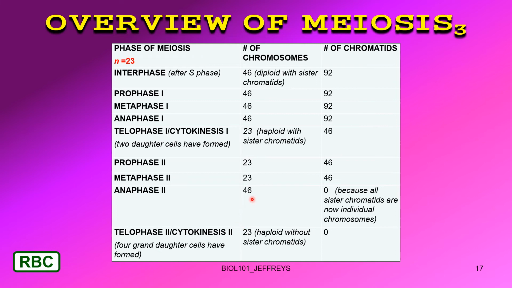It's only 46 here because at this point anaphase is just 2 big cells, right? Each one with 23 chromosomes. Each one is haploid, not diploid. That's a little confusing right there.